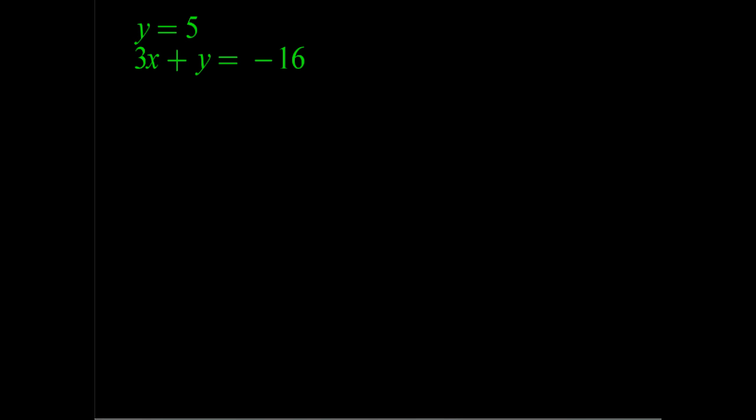All right, well, let's start with a pretty basic one. So we've got y is equal to 5, and we've also got 3x plus y is equal to negative 16. Now we could use a graph to do this, but I want to show you this idea of substitution. Since I already know that y is 5, I can just plug this in. So I can say 3x plus whatever y is, in this case 5, is equal to negative 16.